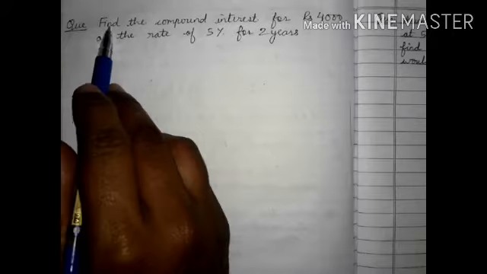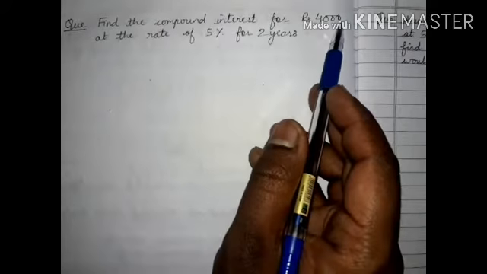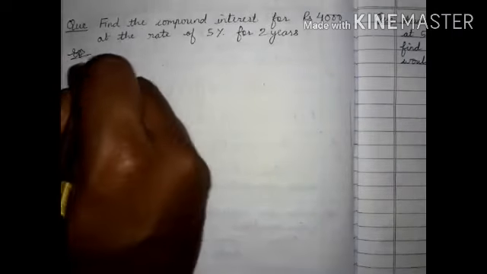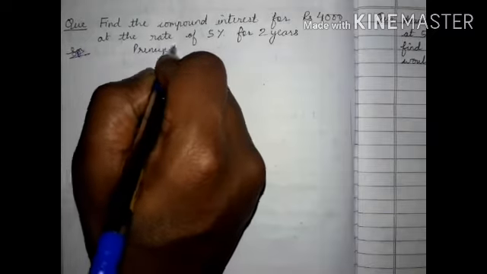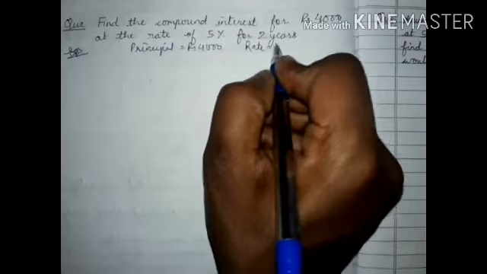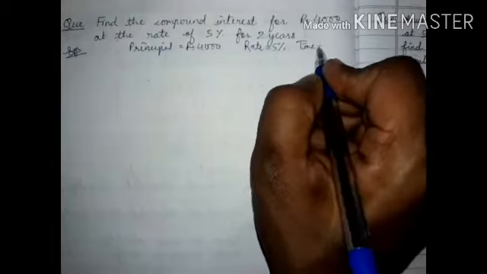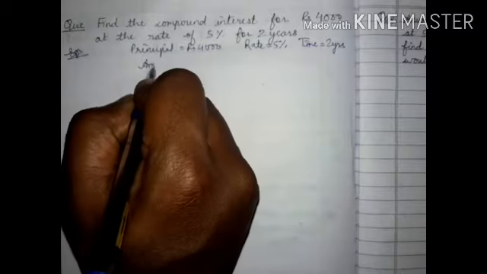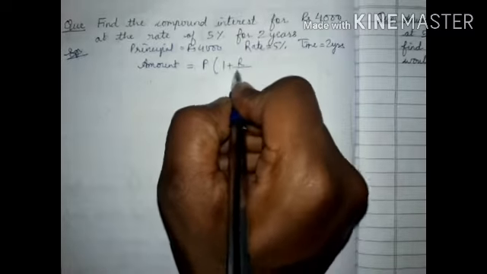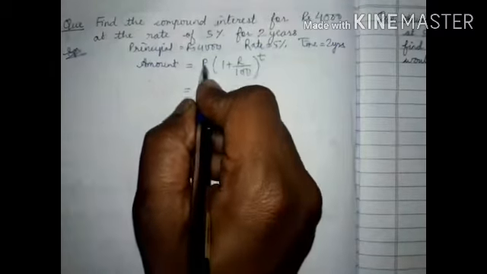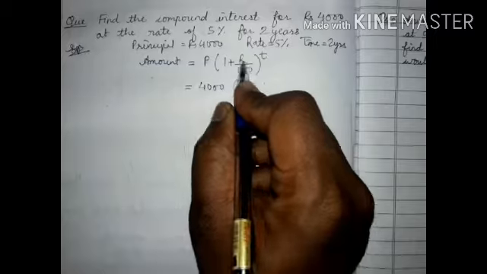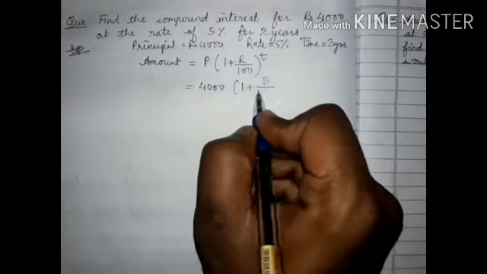Now see question number first. Find the compound interest for rupees 4,000 at the rate of 5% for 2 years. So solution, here principal is given rupees 4,000, rate is given 5% and time is given 2 years. So first we have to find the amount. Amount is equal to principal 1 plus r upon 100 power t. So principal is 4,000, 1 plus r means rate 5% upon 100, power t means 2 years.